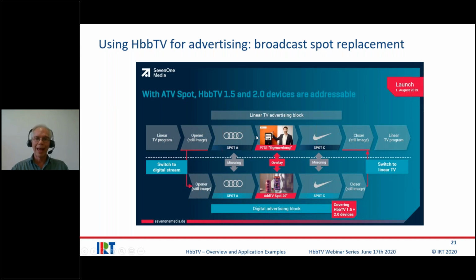So the ad within the TV program, the ad break: the HbbTV toolbox allows you to substitute the broadcast ad break by an individually targeted advertising spot, which is then transmitted via IP, depending on the targeting. And you can automatically switch from the linear program to an individually targeted IP spot and then back again. And as you can see here, this was operationally launched almost 1 year ago.